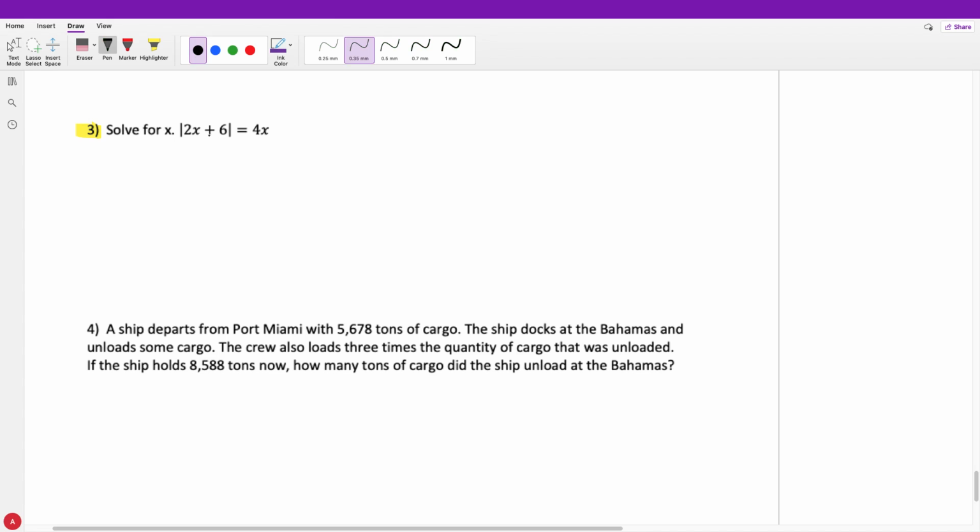So we know that when we were solving this before, that we can create 2 equations. So 2x plus 6 is going to be equal to the positive of the answer that we have, so the 4x. And then we know that we can create another one where 2x plus 6 is also equal to the negative of it. So that means it's equal to negative 4x. So we have 2 different scenarios that we can solve for. And now we're just going to go ahead and solve for both of them.